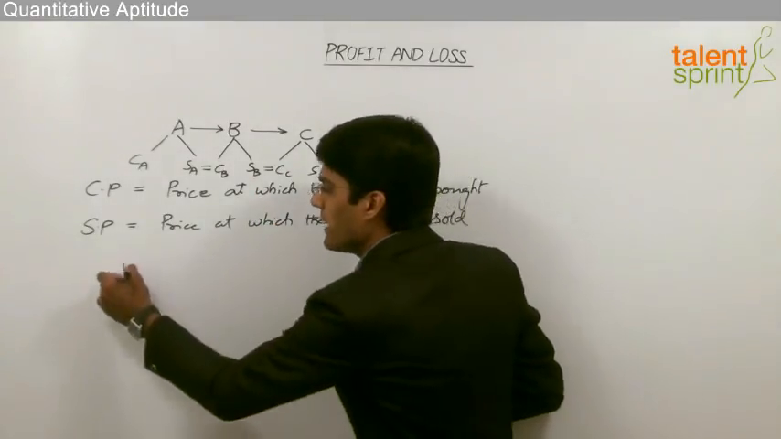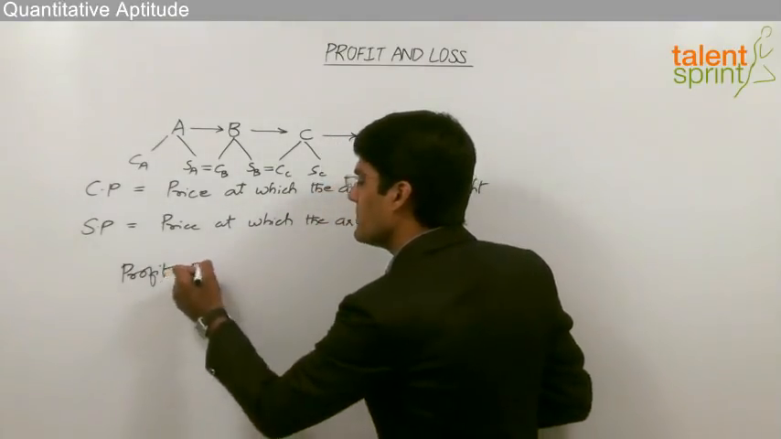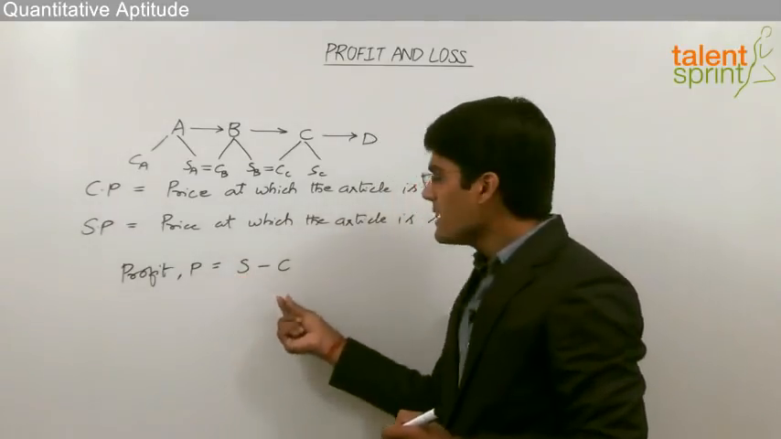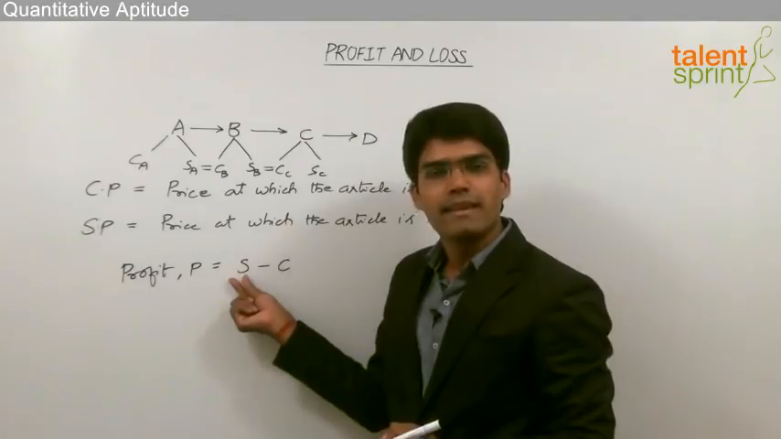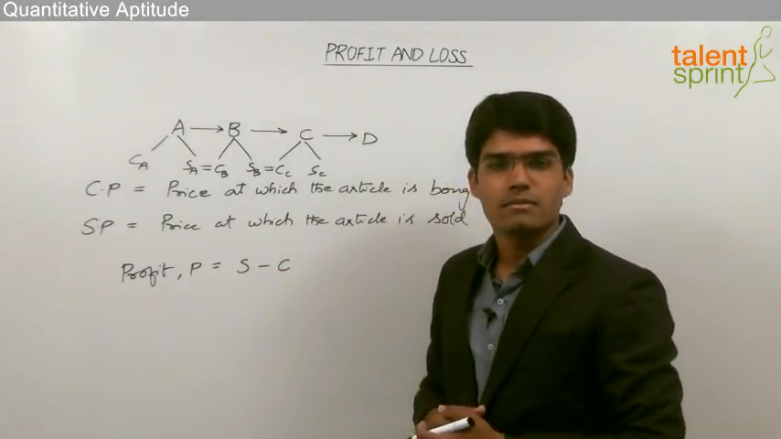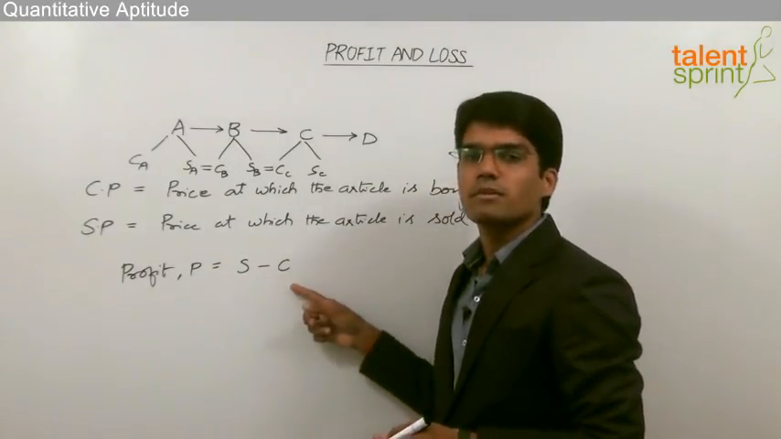So profit is obtained when selling price is more than cost price. So profit P can be taken as S minus C, where S is nothing but the selling price and C is the cost price. From now onwards, whenever we use the term S, it means selling price, and the term C indicates the cost price. So profit is equal to S minus C, the difference of selling price and cost price.